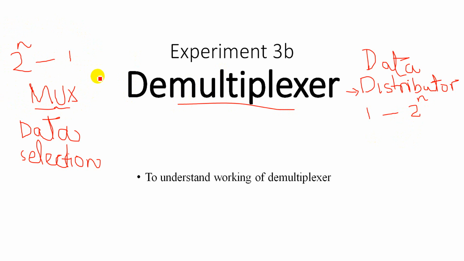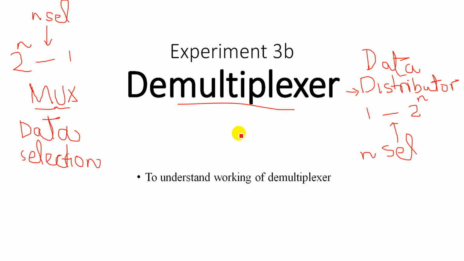Again, in case of a multiplexer, it is going to select from 2 power n input lines one input that should appear at the output. And how was the selection performed? The selection was performed using the n selection lines. But in case of the demultiplexer, the single input is going to be distributed onto one of the 2 power n output lines. And how is it decided on which output line it should be distributed? It will again depend upon the n selection lines.